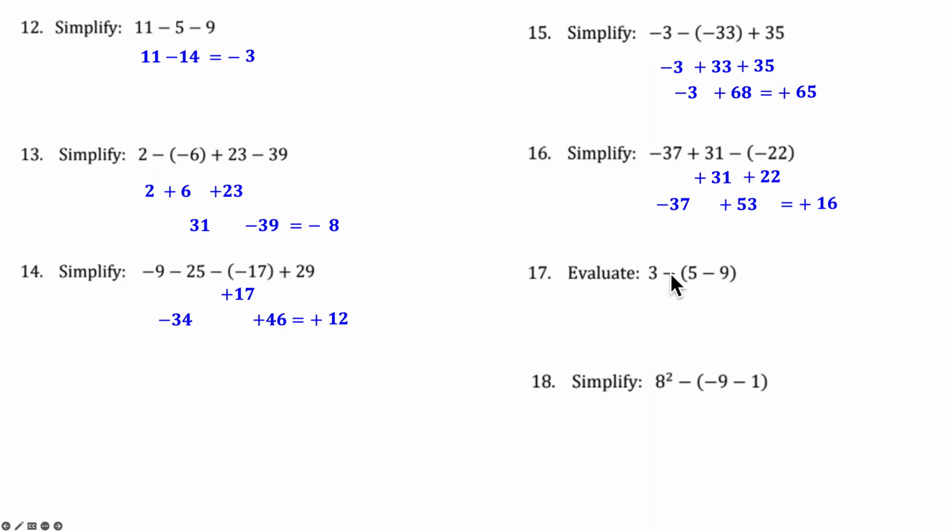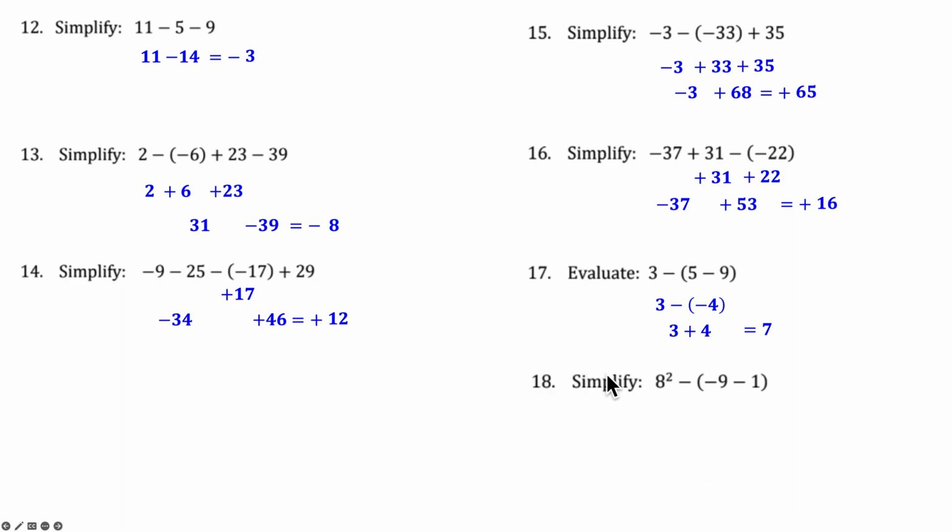Now 17 here, we have 5 minus 9 in the parentheses, so we have to figure this out first. So 9 is bigger than 5, so my answer is a negative. The signs are different. Subtract. There's a negative 4 in the parentheses. Fix your double signs, minus the negative makes that 3 plus 4. Answer 7.